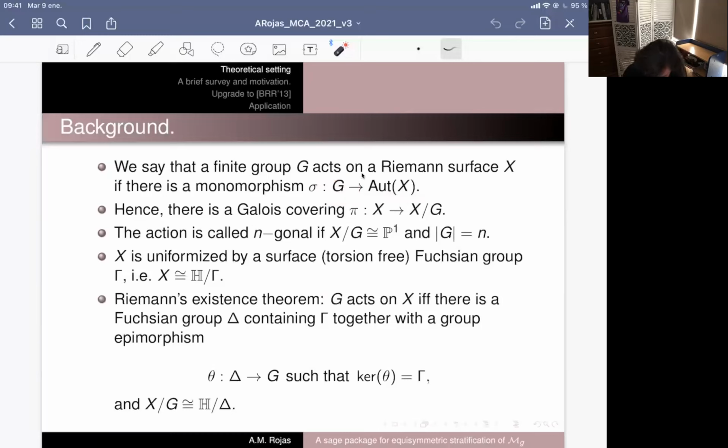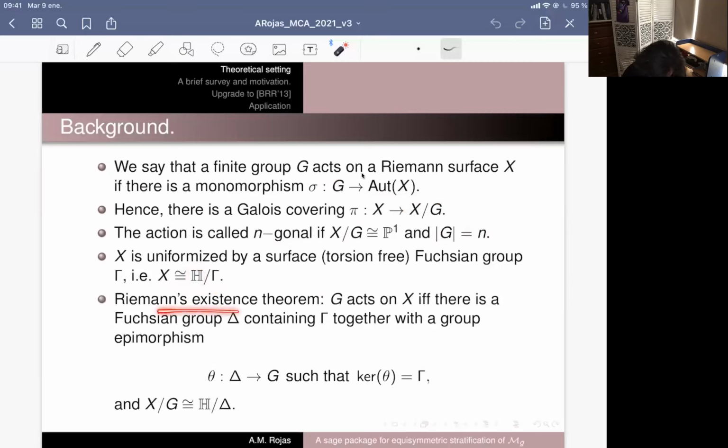Hence, we have a Galois covering from X to the orbit surface, and the action is called n-gonal if the quotient surface is P1, the sphere, genus 0. Here n stands for the order of the group. In the classical theory, X is uniformized by a torsion-free Fuchsian group, called the surface Fuchsian group. So X is the quotient of the hyperbolic disk by gamma.